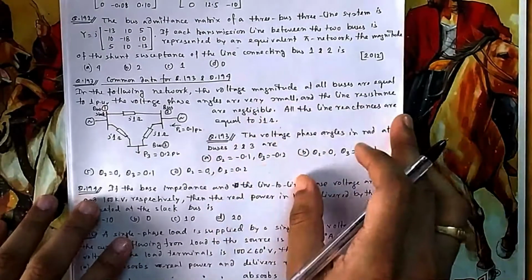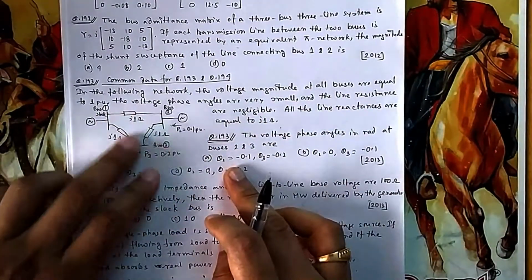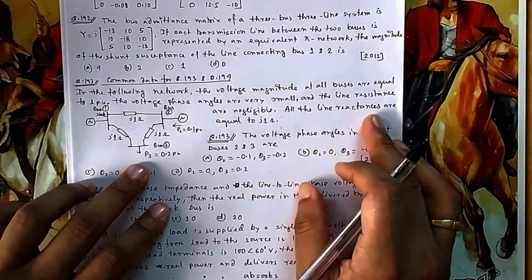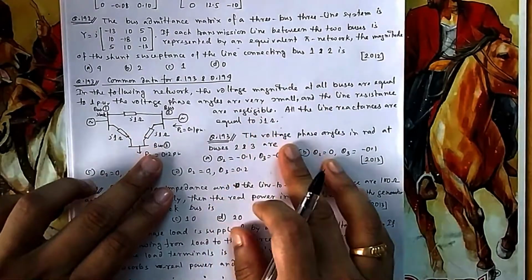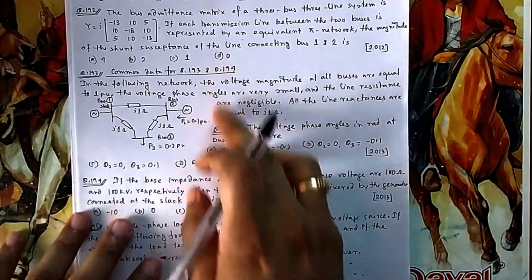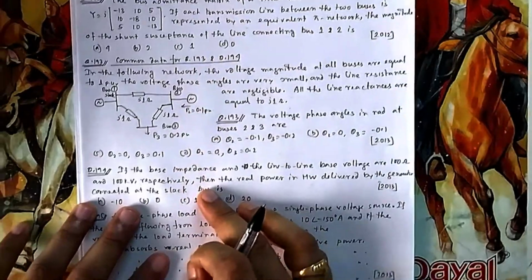Next, if you come to question number 193, in the following network, the voltage magnitudes of all buses are equal. Okay, the voltage angles are very small and the line resistances are negligible. All the line reactances are equal to j1. The voltage angles in radian at bus 2, 3. This is a common question for 193 and 194.